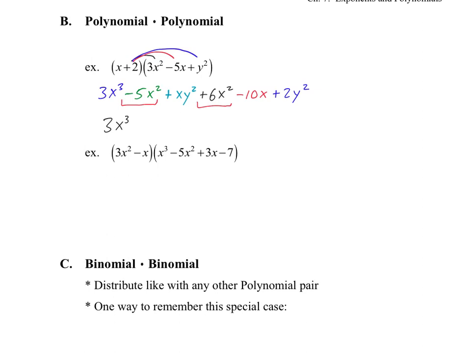Sometimes it's easy to miss stuff, so often I'll go through and underline stuff. I've seen students that cross things out when they use it. I have my 3x to the third. Next I have my x squared. So I have this minus 5x squared plus 6x squared. So I have negative 5 of them plus 6, which just gives me a positive 1. So just a plus x squared. I could write a 1x squared, but then it's not simplified, so I'm going to leave the 1 out.